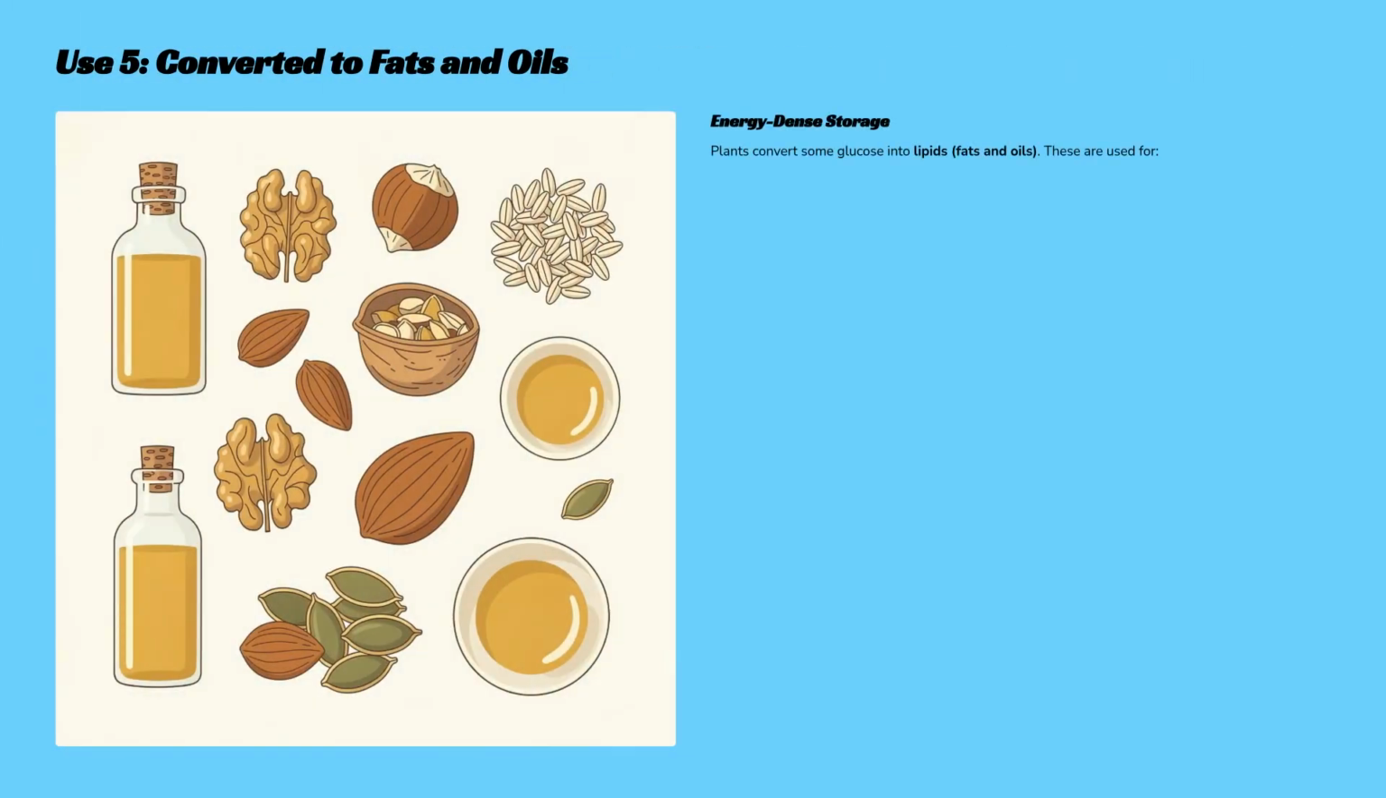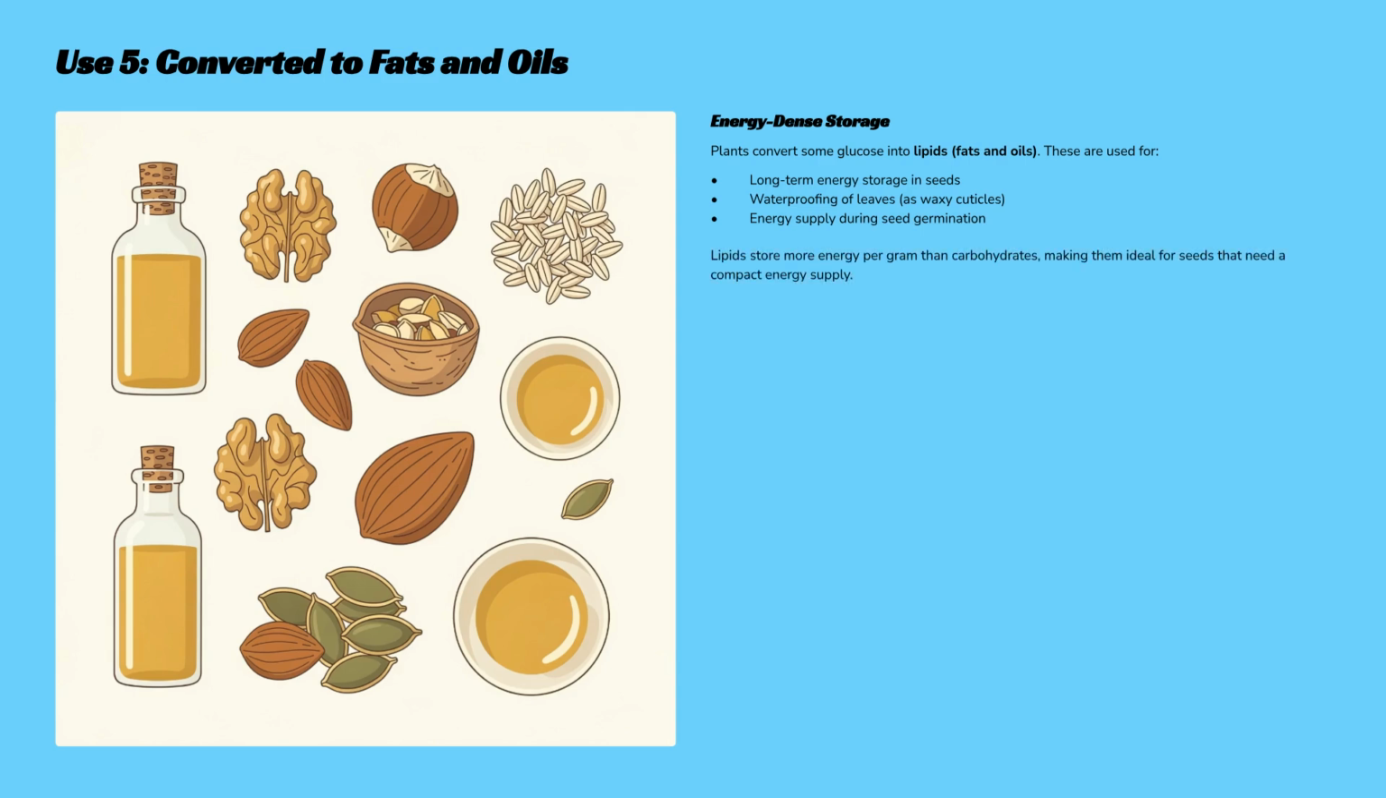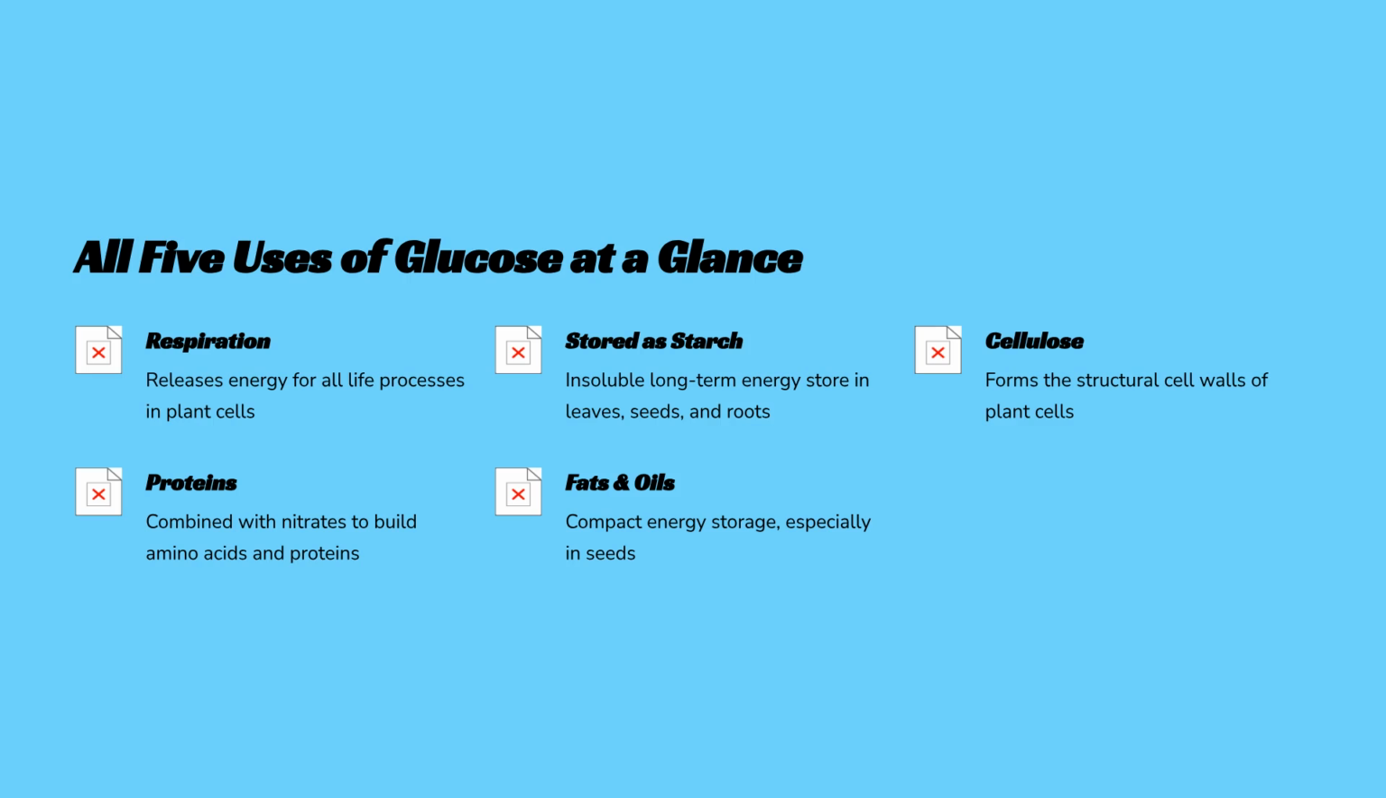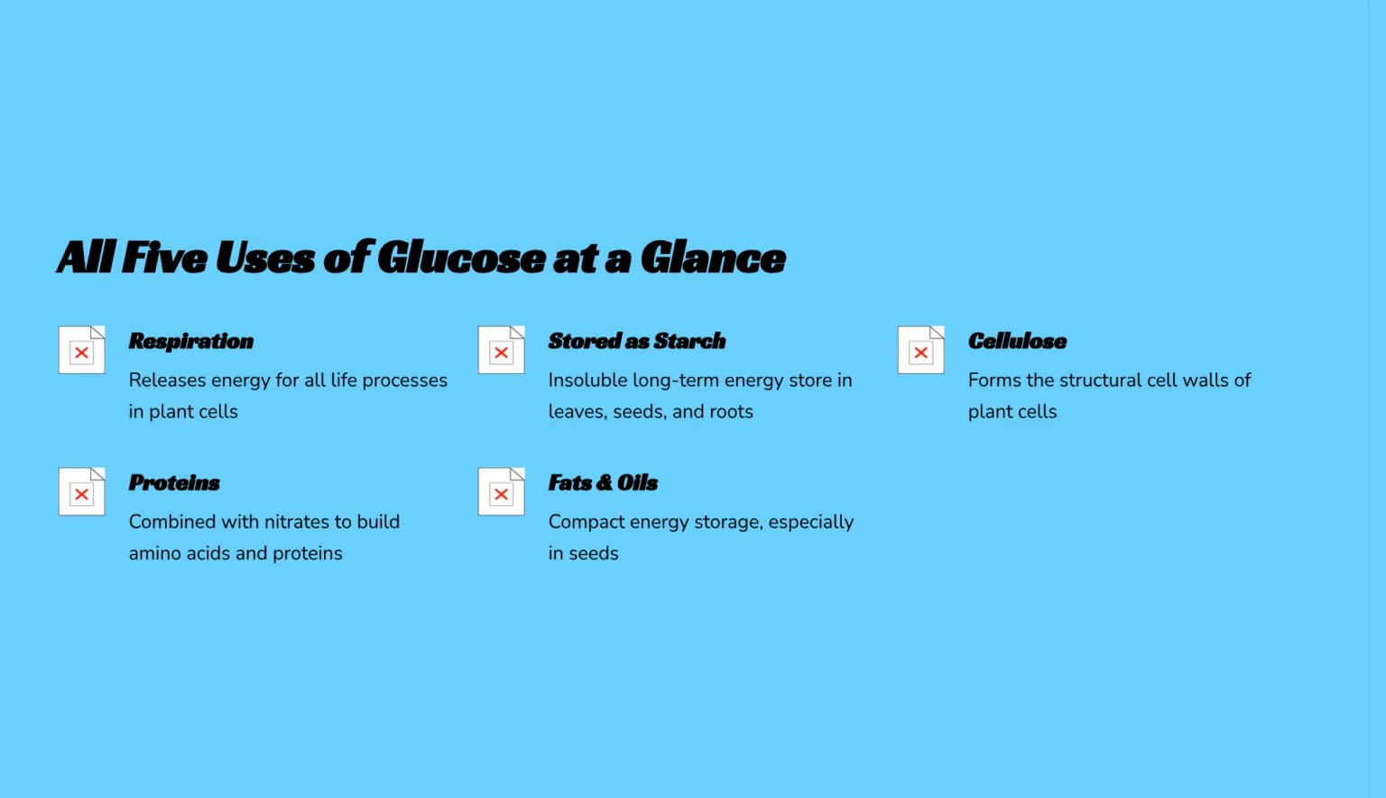Use 5. Converted to fats and oils. Plants convert some glucose into lipids for energy-dense storage in seeds, and for waterproofing leaves as waxy cuticles. Lipids store more energy per gram than carbohydrates. Here are all 5 uses of glucose at a glance: respiration, starch storage, cellulose for cell walls, proteins using nitrates, and fats and oils for energy storage.